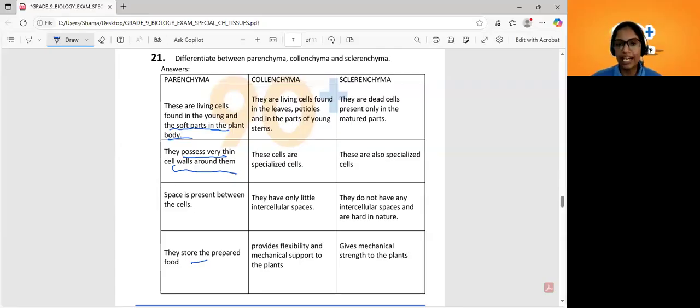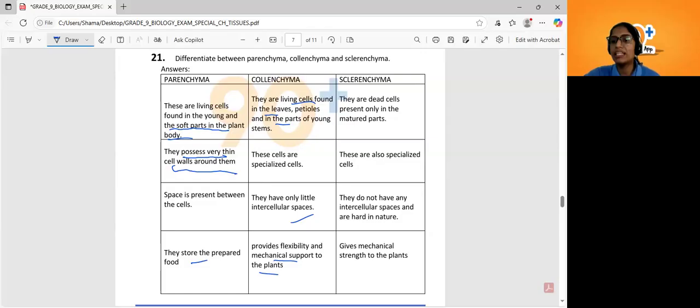In case of collenchyma, they are living cells that are found in leaves, petioles and in parts of young stem. The cells are very much specialized and they have only little intercellular space. Yes, the intercellular space is very small, and they provide flexibility and mechanical support to plants.